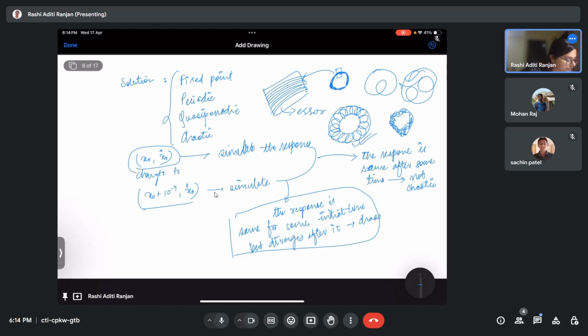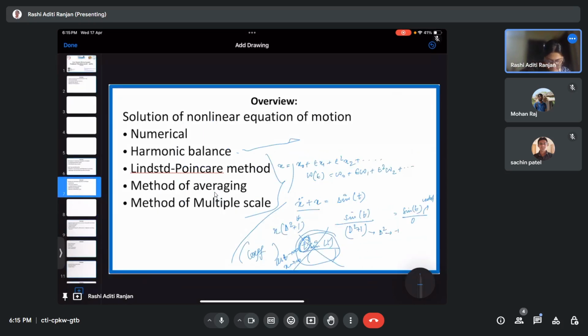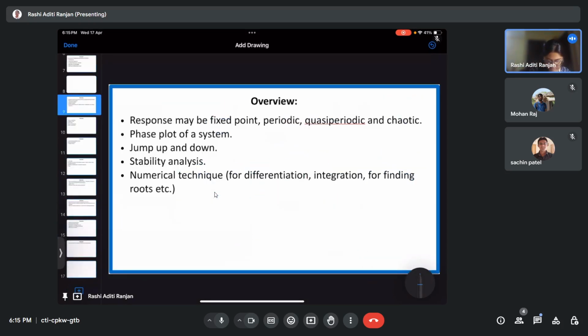Okay. So the first thing that you should do when you get a response is to try to know whether it is chaotic or non-chaotic. And once you get to know whether it is chaotic, your life becomes easier. And then if you see that your response is not chaotic, then you will have to find whether it is periodic, quasi-periodic, or a fixed point. Okay, this is done.